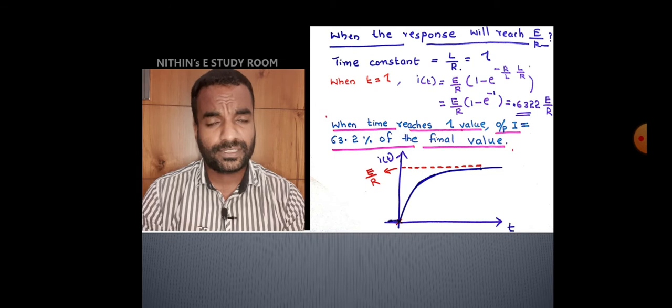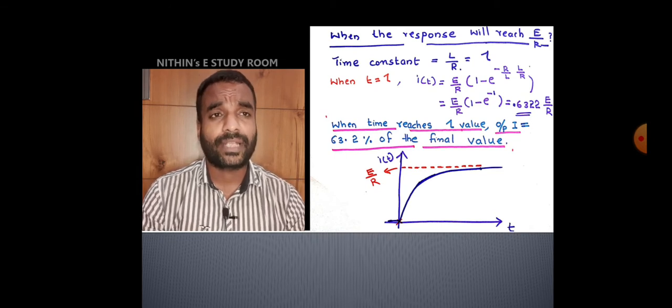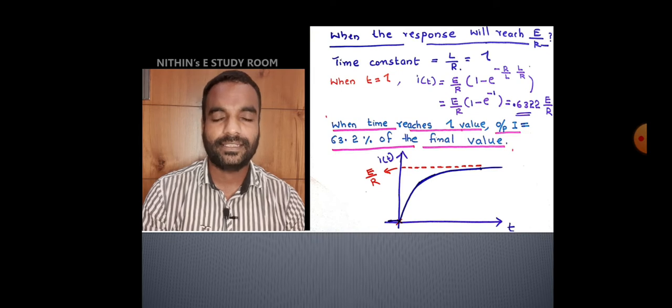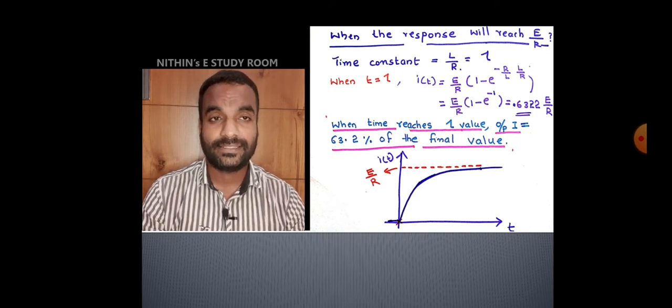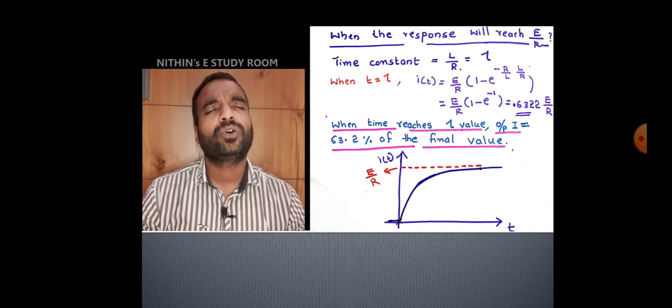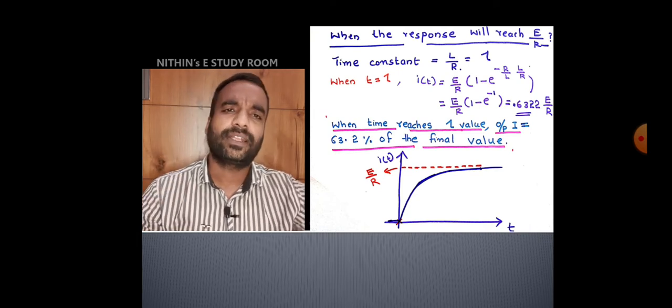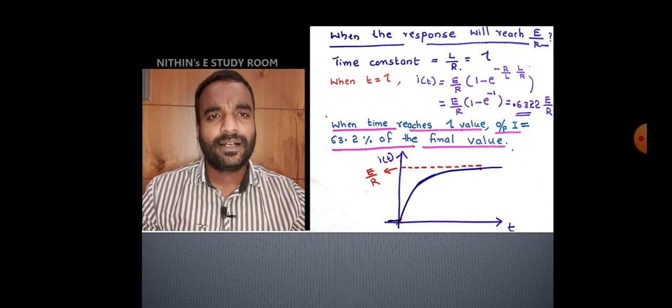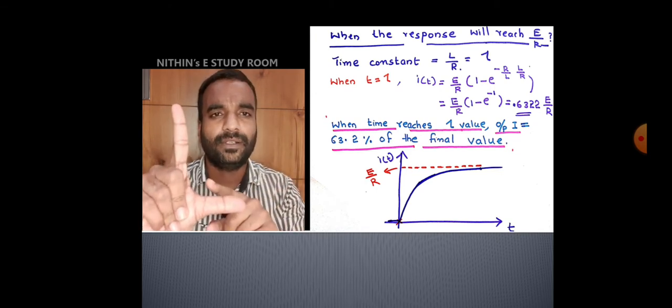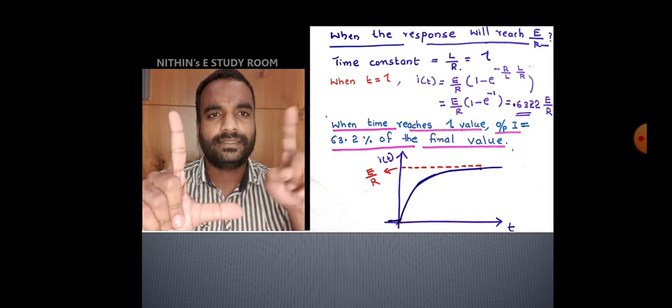Time constant is nothing but, for an RL circuit, time constant is equal to L by R. Please understand this concept. L by R is equal to the time constant. What is time constant? Because we know its initial value is 0 and final value is E by R, how will it travel? There are a lot of options. For example, this is 0 and this is E by R.